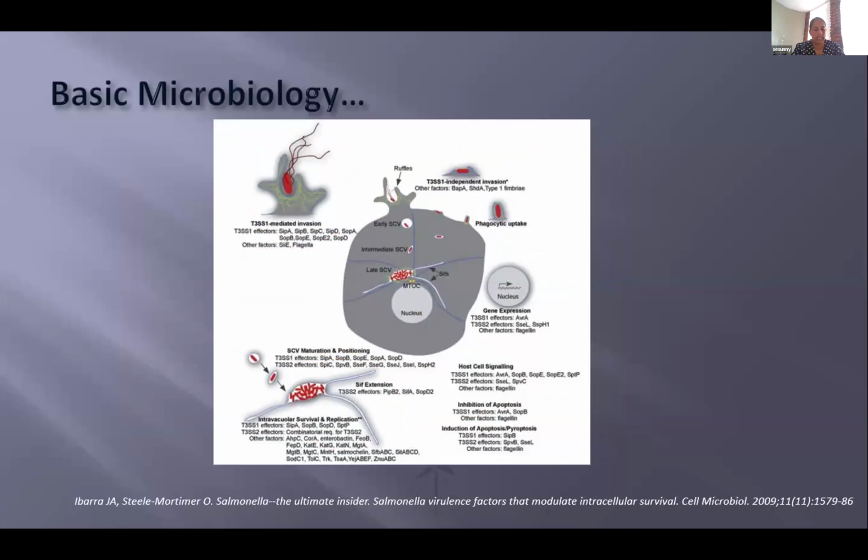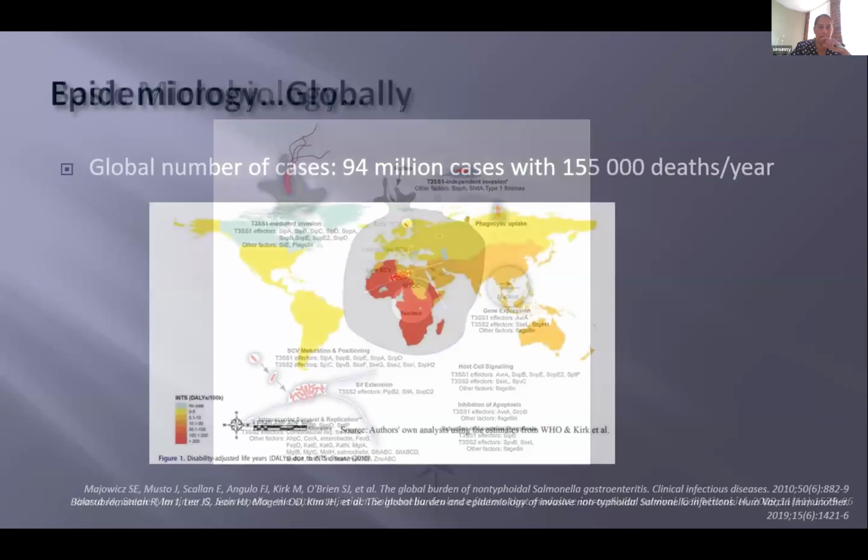This slide I've just put in here just to briefly mention the type 3 secretion system within the Salmonella pathogenicity island. And really this is almost like a monster truck within the Salmonella organism that's responsible and assists with invasion, phagocytic uptake, gene expression, inhibition of apoptosis, maturation and positioning in the Salmonella containing vacuole, as well as intravacuolar survival and replication. And again, when we talk about the pathophysiology, I'll go into this a bit more.